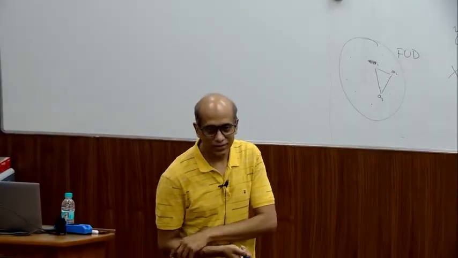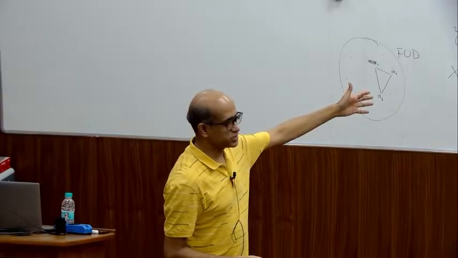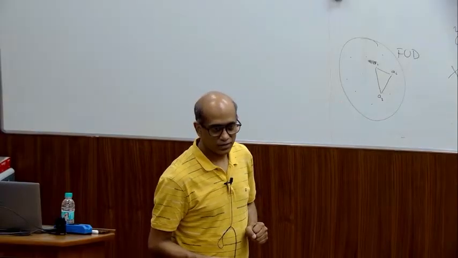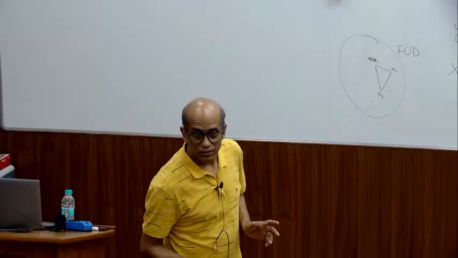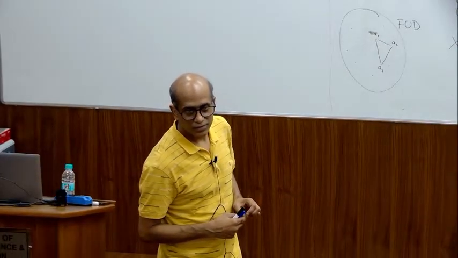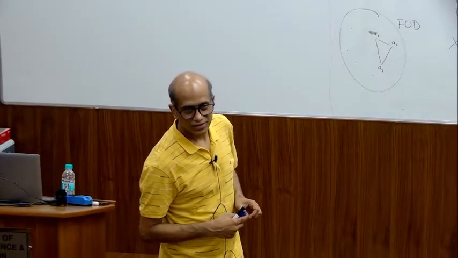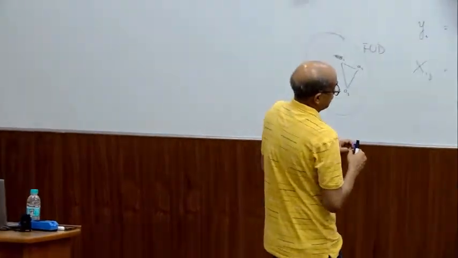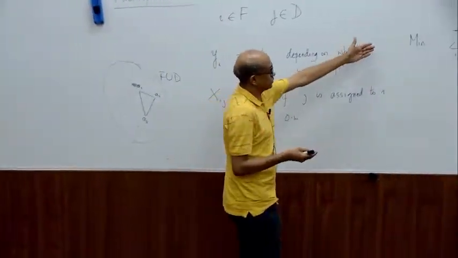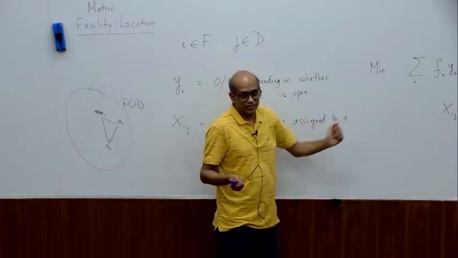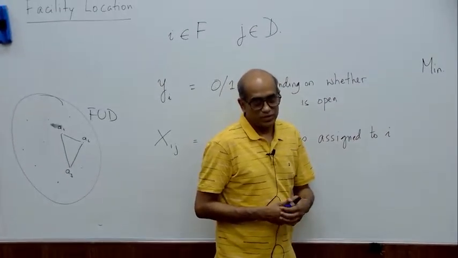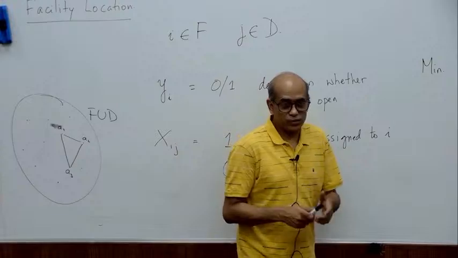What has not been captured so far? The summation of xij, that j is assigned. If you're trying to minimize this, what will you do? You will not assign j to anyone, right? So how do I say that you have to assign this j?